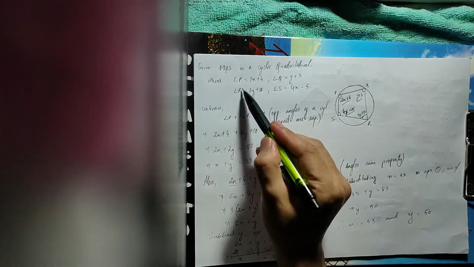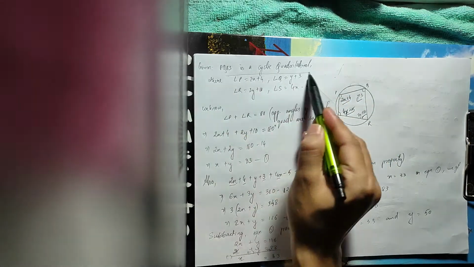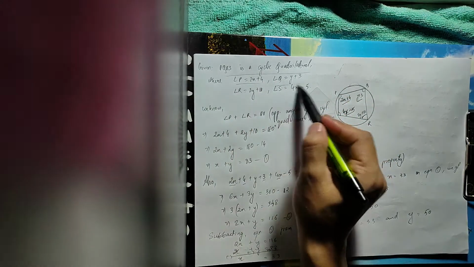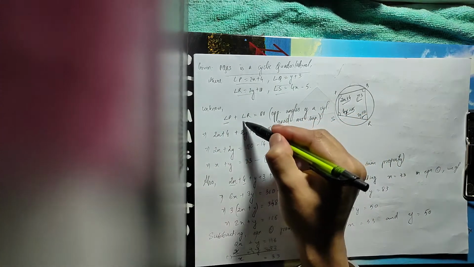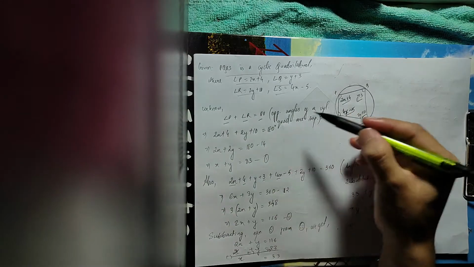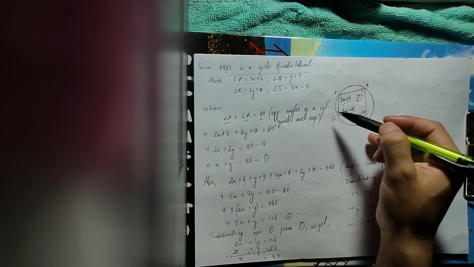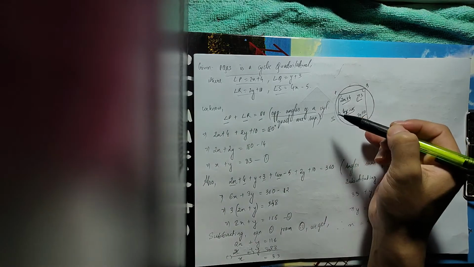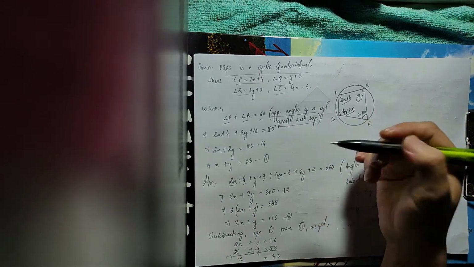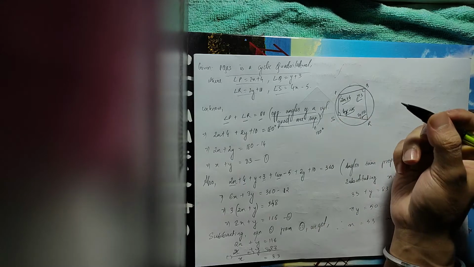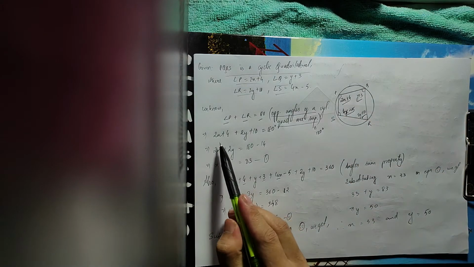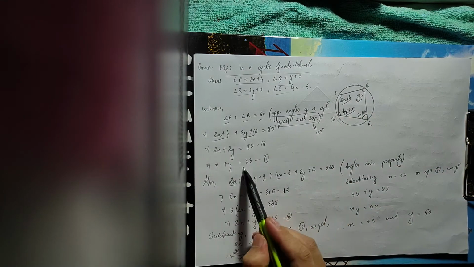Now, given PQRS is a cyclic quadrilateral, this is P, Q, R and S. Now we know that angle P plus angle R is equal to 180. Now this is the property of a cyclic quadrilateral, that is opposite angles of a cyclic quadrilateral are supplementary. Okay, what do you mean by supplementary? It means the sum is 180 degree. Now, so if you solve for angle P and angle R, this is what you'll get.